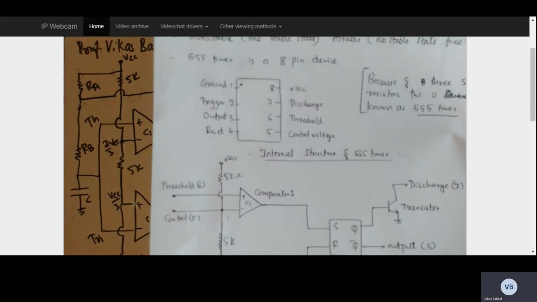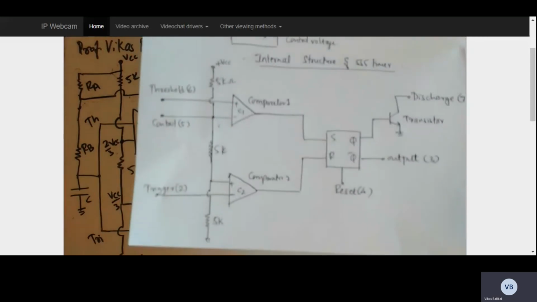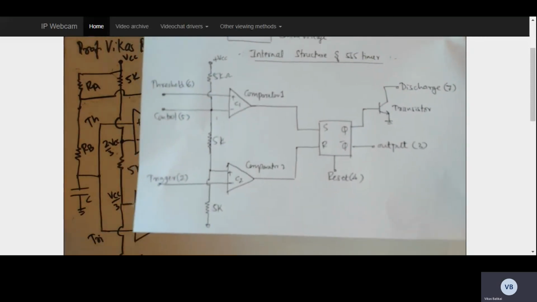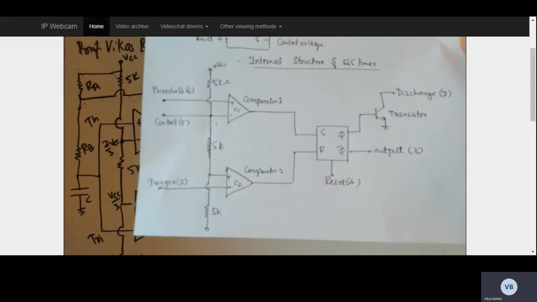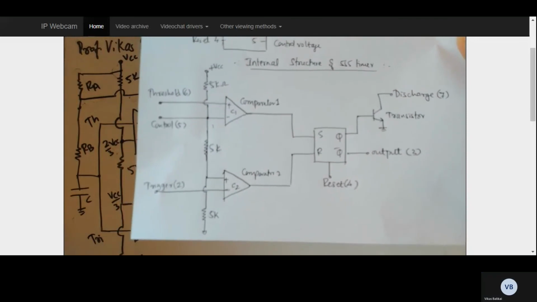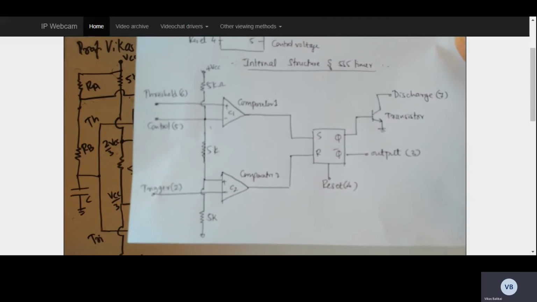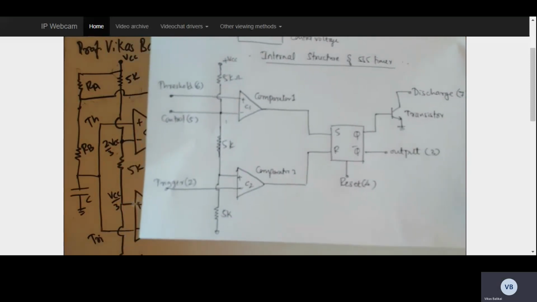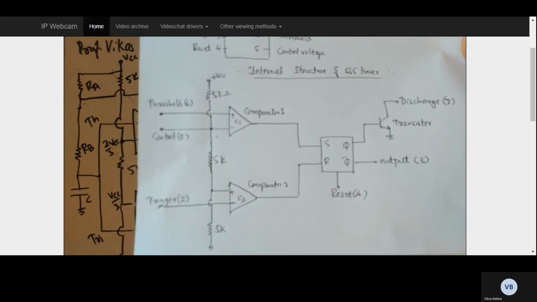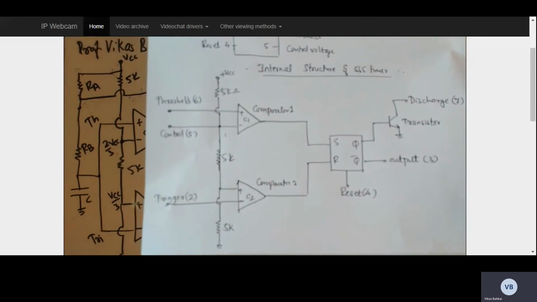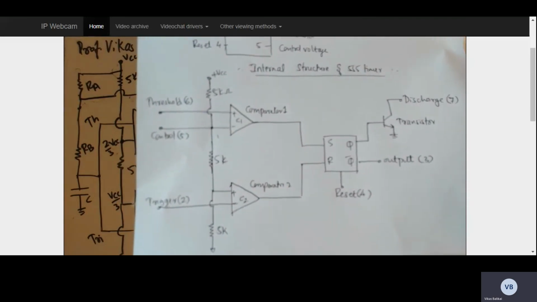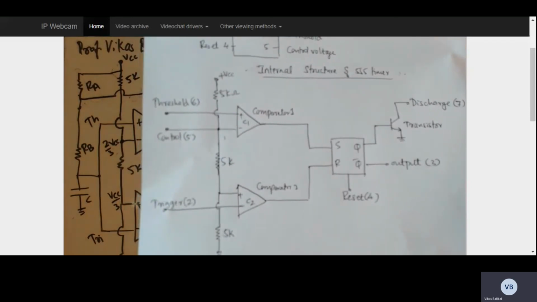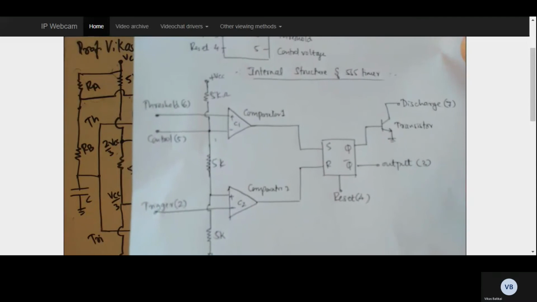And how is it connected internally? Internally it has two op-amps which work in the form of comparators, an SR flip-flop, and a bipolar junction transistor which is basically used for the charging and discharging purpose. One important thing you should remember: the main purpose of using the transistor here is to ensure the charging and discharging of the capacitor happens.